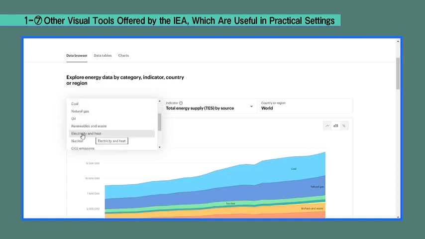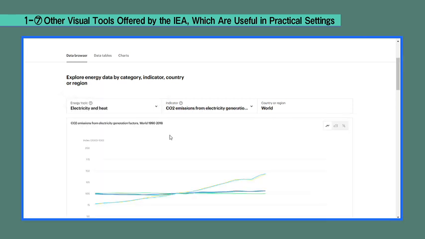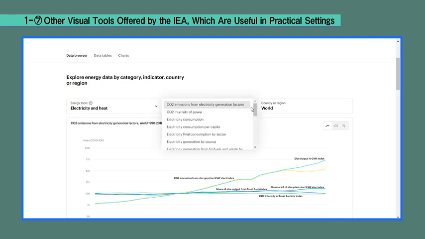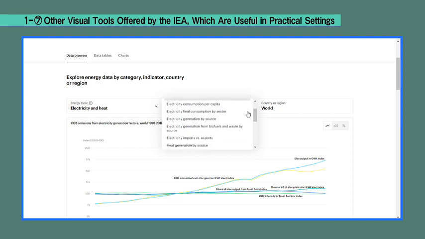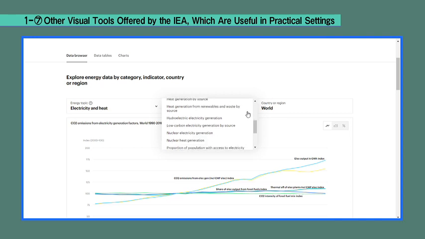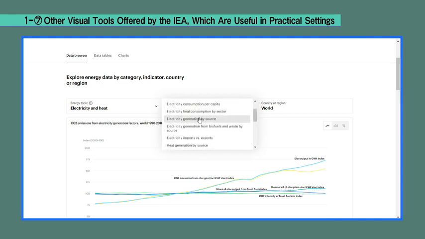For example, select electricity and heat. The middle part shows indicators. The global information is shown now. Massive data is included here as indicators. For example, select electricity final consumption by sector.